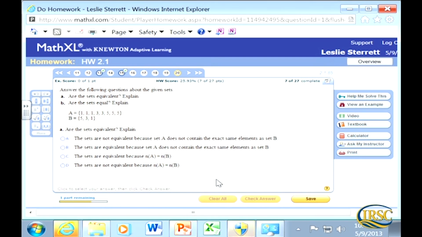So you have 4 choices here. The sets are not equivalent because A does not contain the exact same elements as B. Choice 2, the sets are equivalent because A does not contain the exact same elements as B. 3 is they are equivalent because the cardinal number of A is equal to the cardinal number of B. And then 4 is they're not equivalent because the cardinal number of A equals B. Okay, so I had a majority of 3 that I'm seeing. Very good.